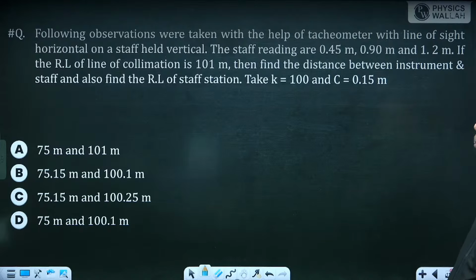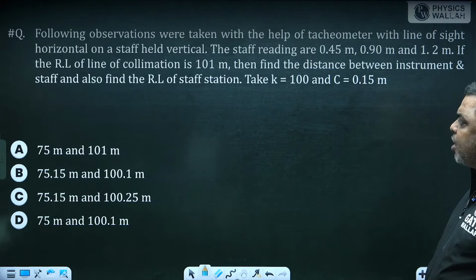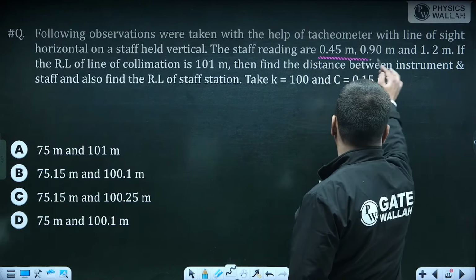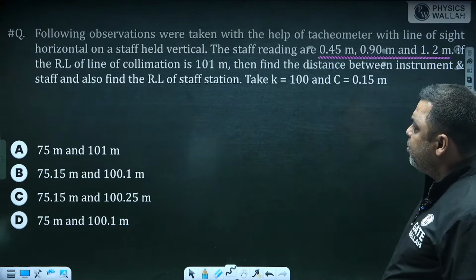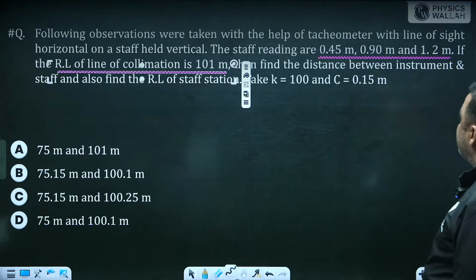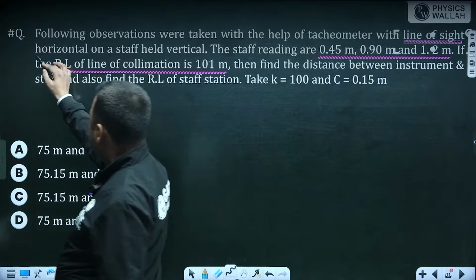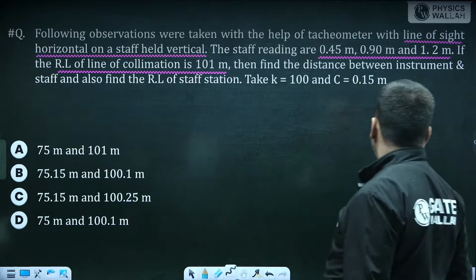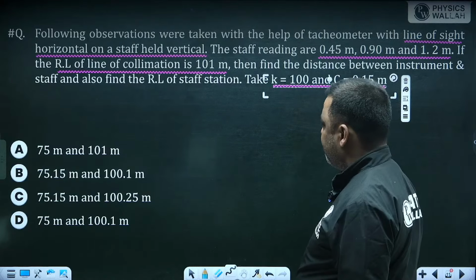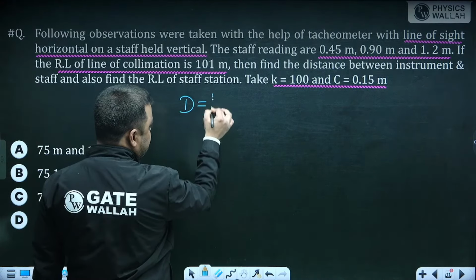Next question. Following observations were taken with the help of a tacheometer with line of sight horizontal on a staff held vertical. The staff readings are 0.5, 0.9, 1.2 meter. If the RL of collimation is 101 meter, then find the distance between instrument and staff station. K is equal to 100, C is equal to 0.5. Here we can use the tacheometric distance equation, D is equal to Ks plus C.